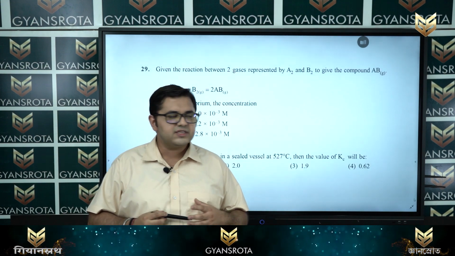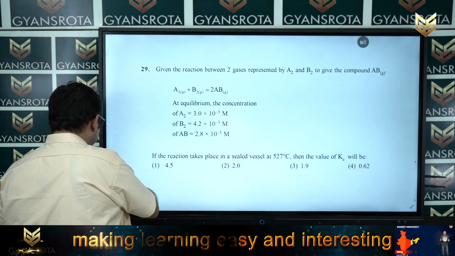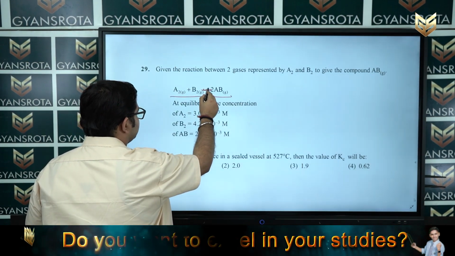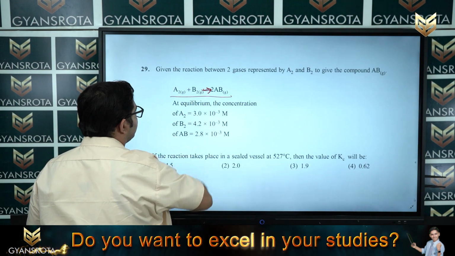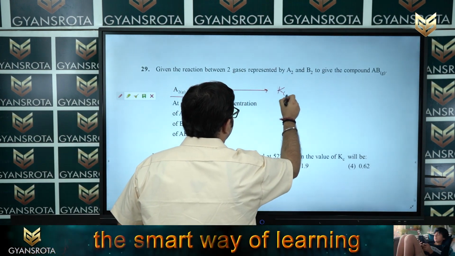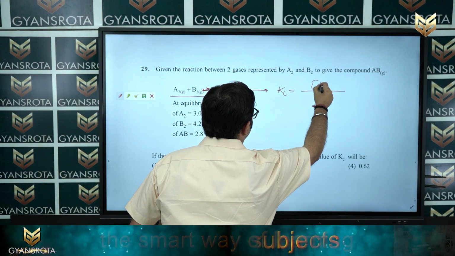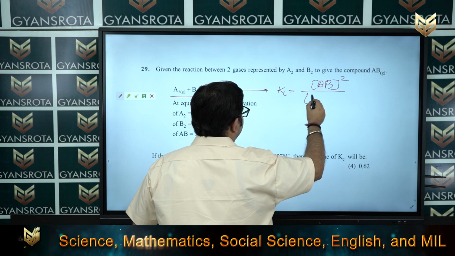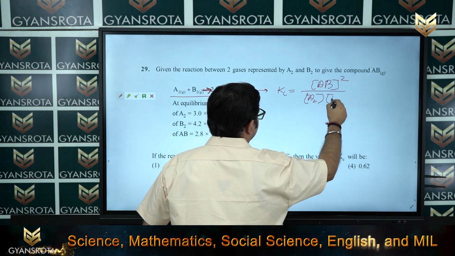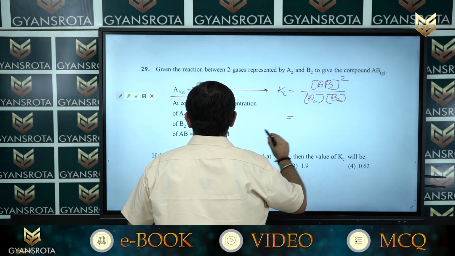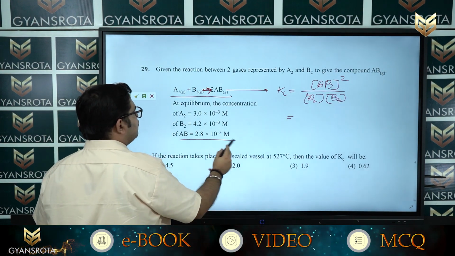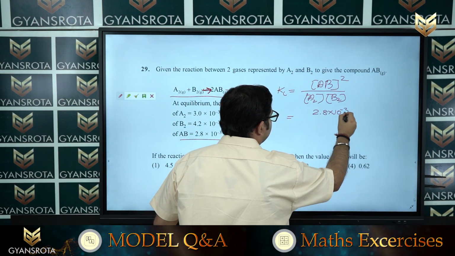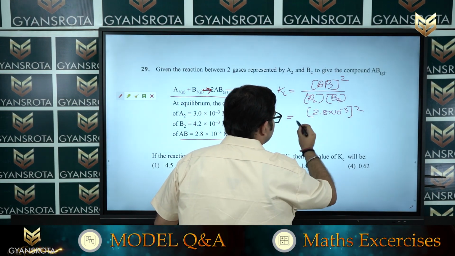So now we are moving to the solution part. They give you the reaction; this should not be an equal sign, it will be this arrowhead. So Kc for this reaction is equal to the concentration of AB to the power square, divided by the concentration of A2 times the concentration of B2. Now the concentration of AB is given as 2.8 × 10^-3, whole square.